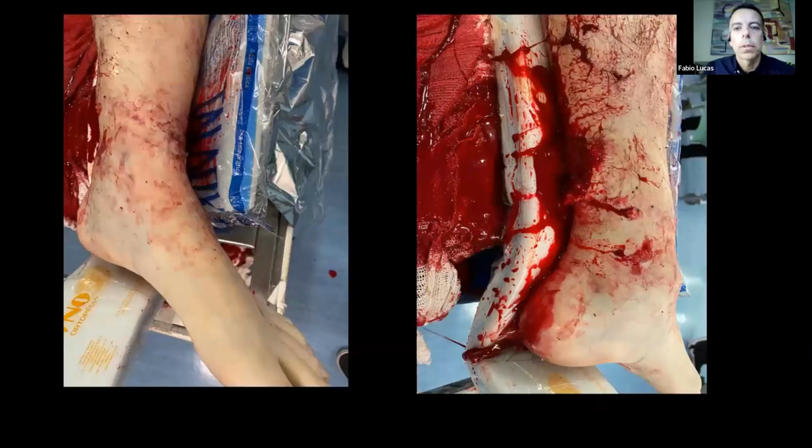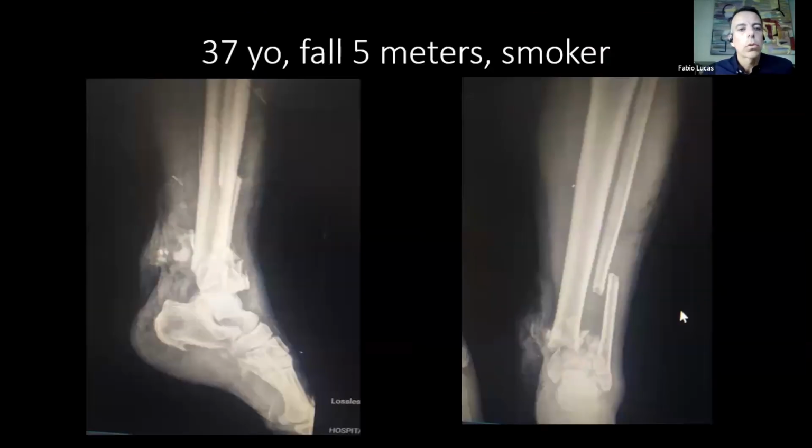So the case that I want to present is a 37-year-old who fell from a height of 5 meters, presenting with this open lesion with a posterior medial scar. In the initial X-ray we can see the fibula fracture and also a lot of comminution of the joint. I want to point out some views on what was discussed in my presentation.